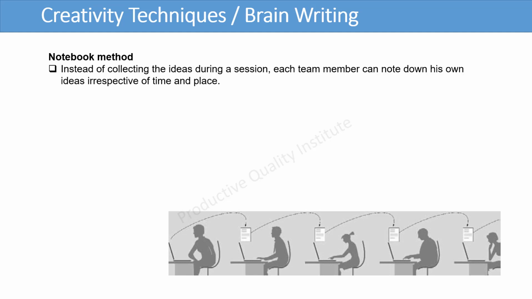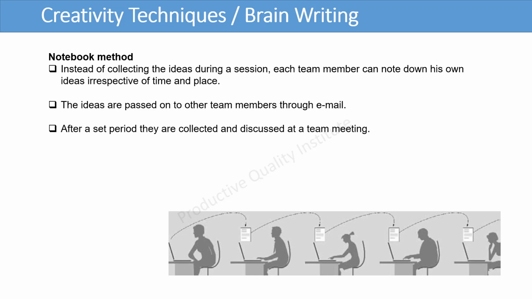In the notebook method, instead of collecting the ideas during a session, each team member can note down his own ideas, irrespective of time and place. The ideas are passed on to other team members through email. After a set period, they are collected and discussed at a team meeting. A typical time frame for this kind of brainwriting is 2 to 4 weeks.